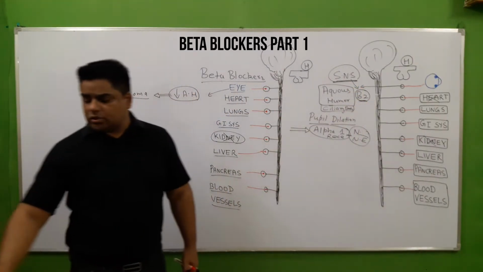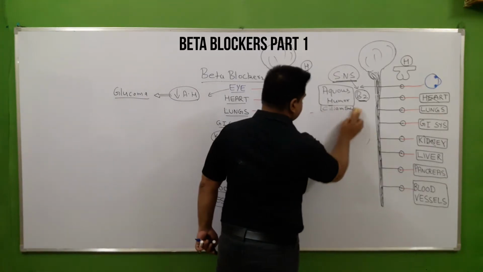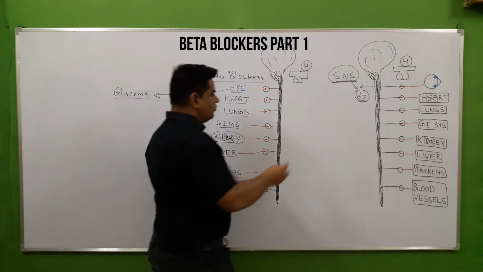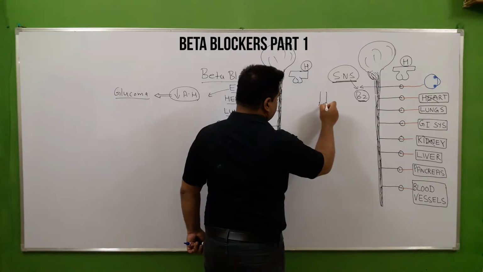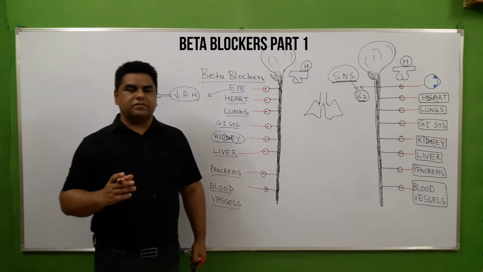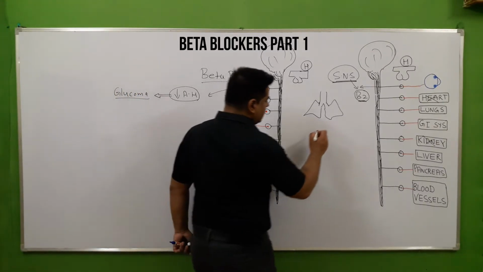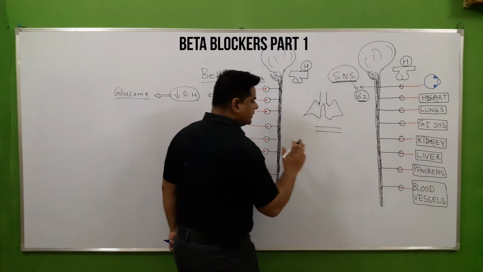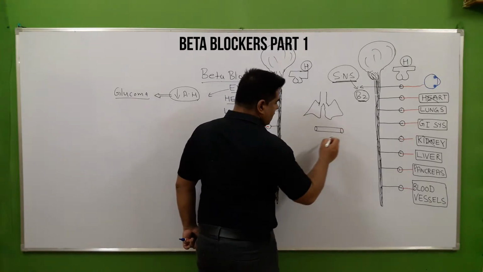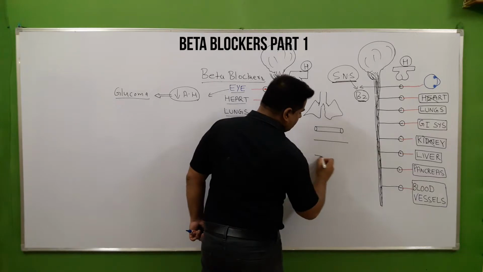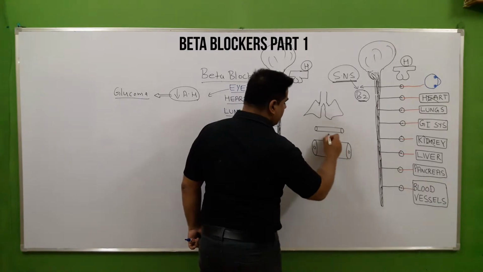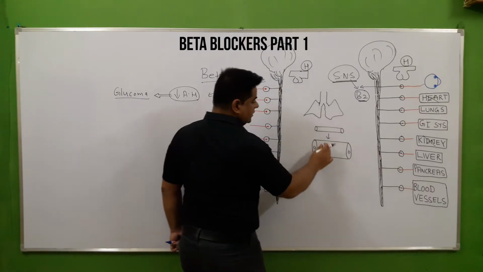My dear students, beta 2 receptors. Whenever there is sympathetic stimulation, it causes the lungs to have increased ventilation. So the trachea, primary bronchiole, secondary bronchiole, tertiary bronchiole have a certain diameter, and the sympathetic nervous system, with the help of adrenaline and noradrenaline, epinephrine or norepinephrine, will increase the diameter of the bronchioles.